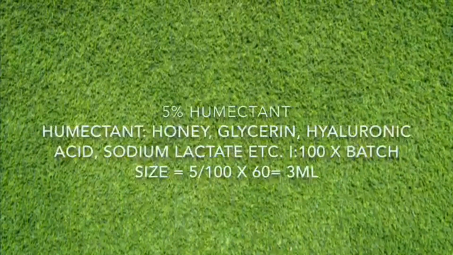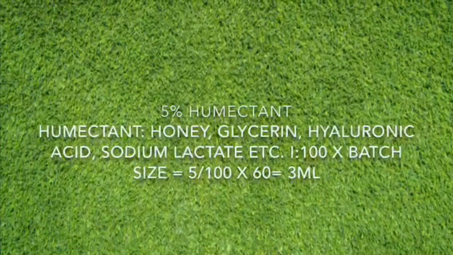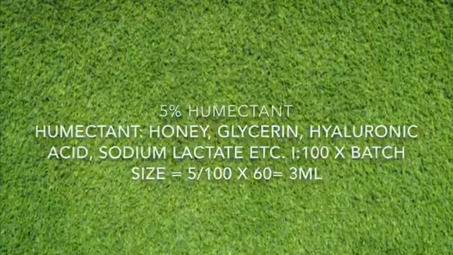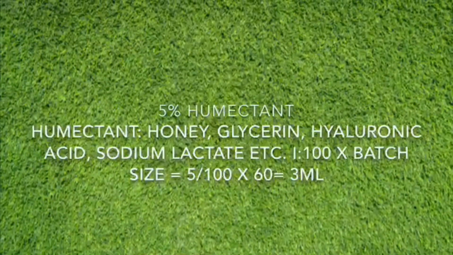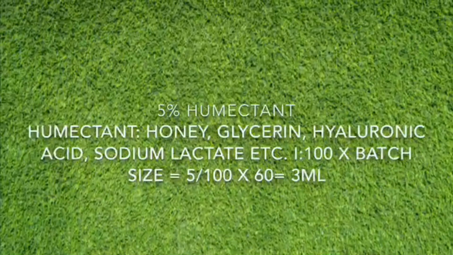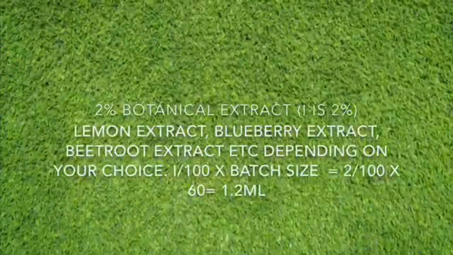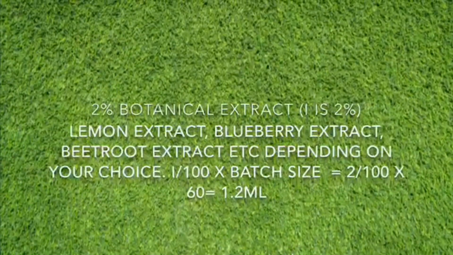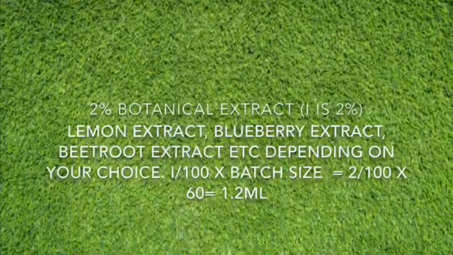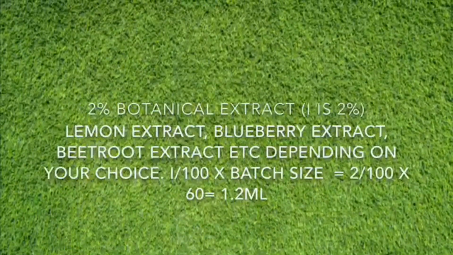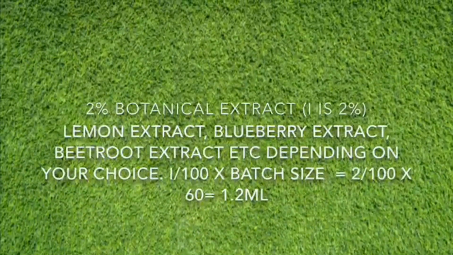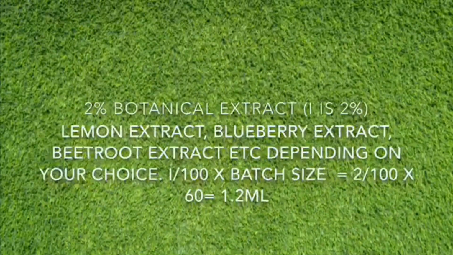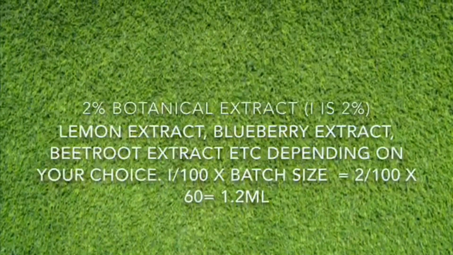I'm using 5% humectant. Humectant could be honey, glycerin, hyaluronic acid, sodium lactate, and so on. So I am using 2% botanical extract. You can use any extract you have. Our X here will represent 2 over 100 times 60, which will give you 1.2 ml or grams.